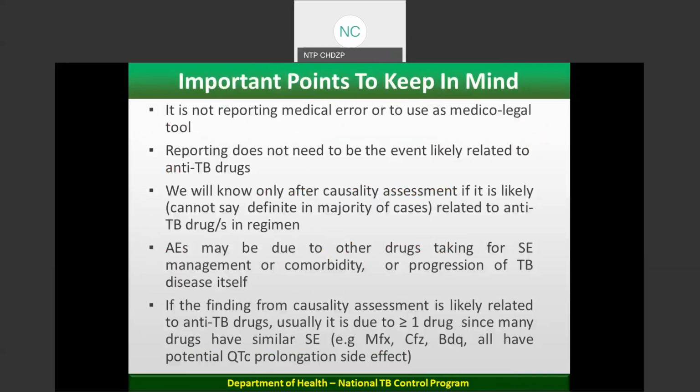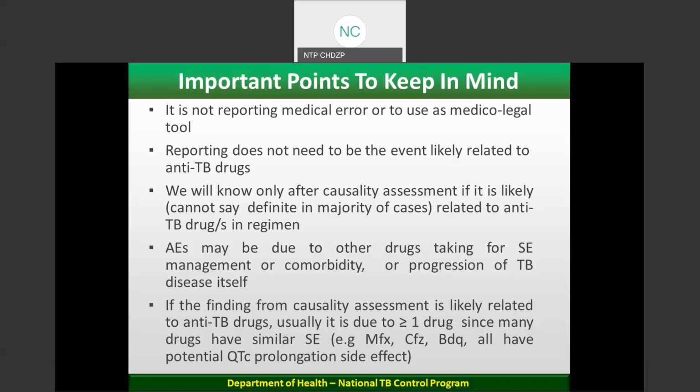Important points to keep in mind while doing the aDSM. It is not for reporting medical error or to use as a medical legal tool. It will not be used for reporting any medical error. No, it is solely to monitor any adverse events that will affect the treatment of the patient.